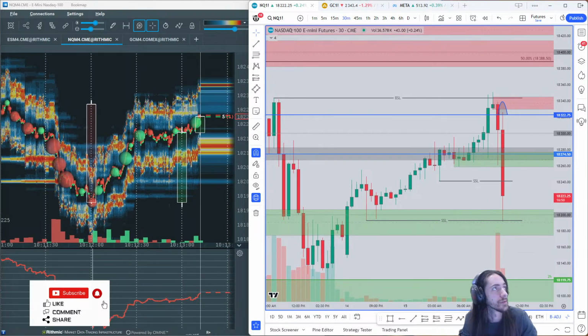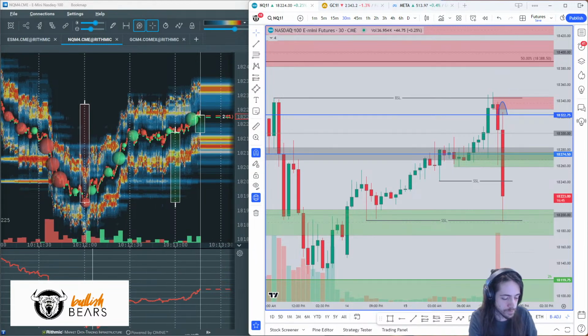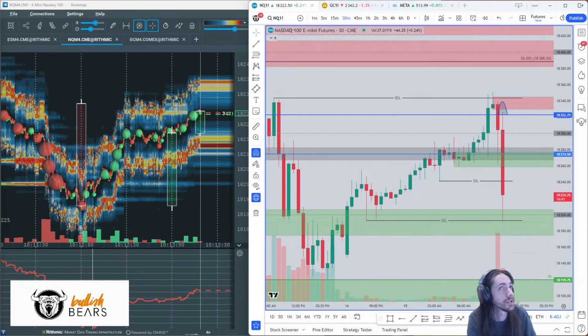Let's see. Nice bounce off that sell side liquidity though.